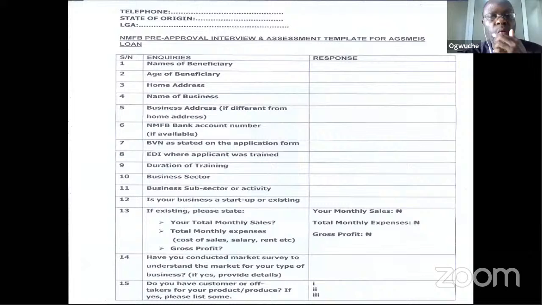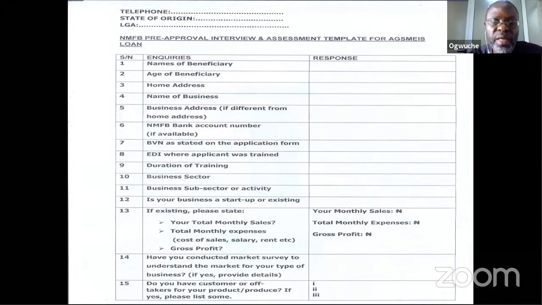Every other thing else is as is on this template. Okay, so first and foremost, they want you to give your phone number, state of origin, LGA. So it's a NISA Microfinance pre-approval interview and assessment template for AGNIS loan. And so these are the inquiries and then the responses expected. First on the list is your name of beneficiary, age of beneficiary, home address, name of business, the kind of business you want to do, business address if different from your home address. Okay, the NISA Microfinance account number.